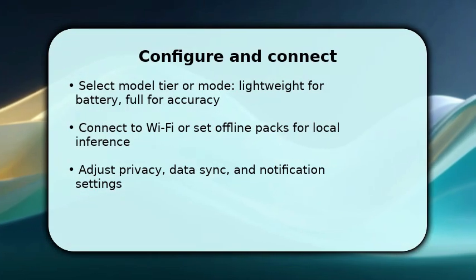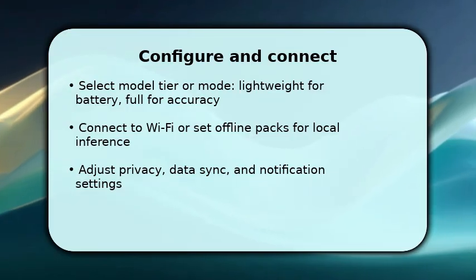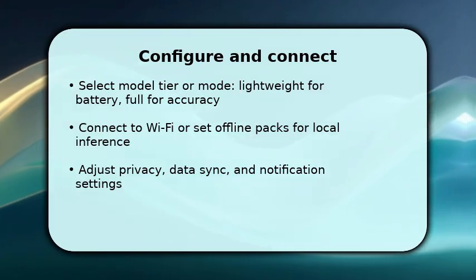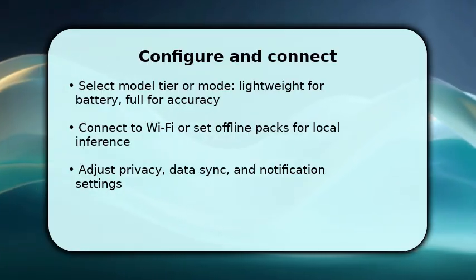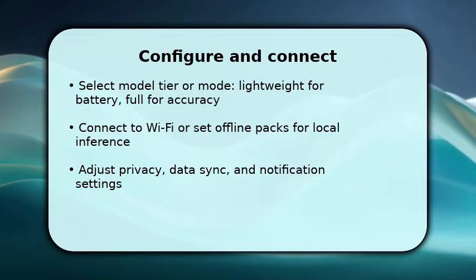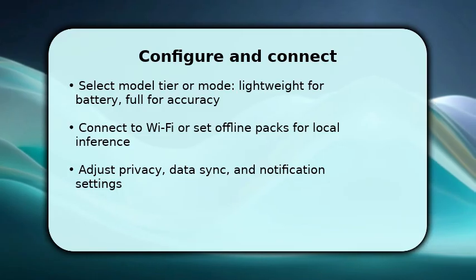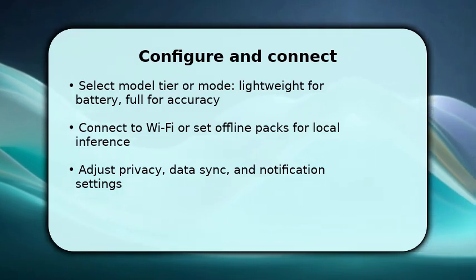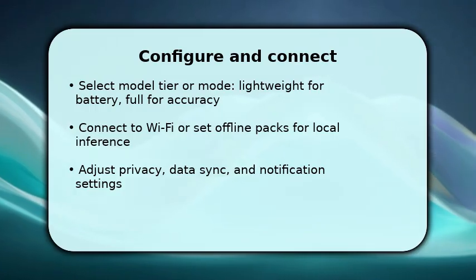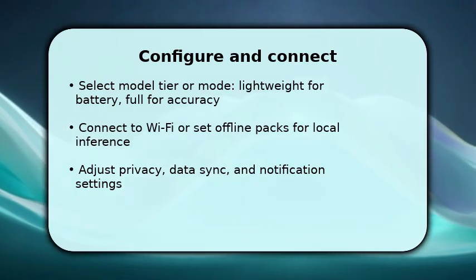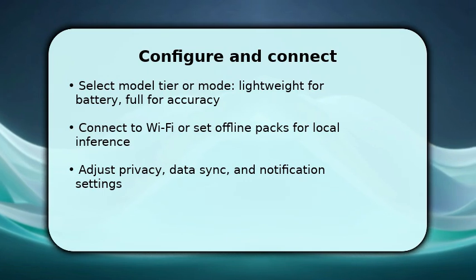Next, configure the app to match your needs and device limits. Choose a lightweight model for battery saving or the full model for better accuracy. This balances speed versus quality. Once configured, connect to stable Wi-Fi for cloud inference or download offline packs if you need on-device processing. Then set privacy and sync options so your prompts and history behave as you expect. After that, test a short query to confirm latency, audio input, and output quality before deeper use.